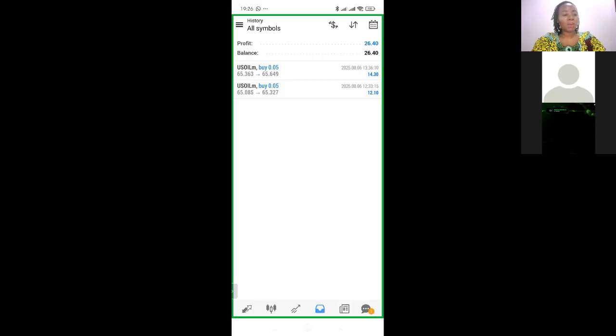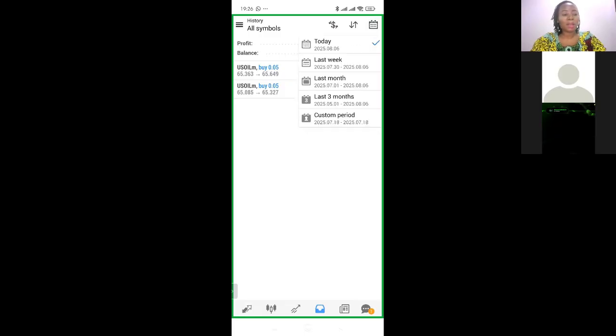Then the up and down arrow, you can place how you want these things to be arranged. Is it in order of profit, in order of opening time, closing time, or in order of symbols? In order of symbols, we just place it in alphabetical order.